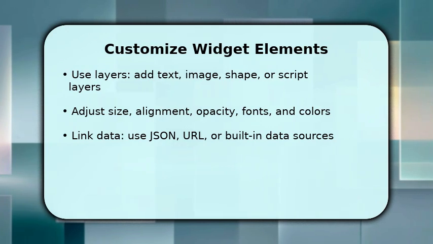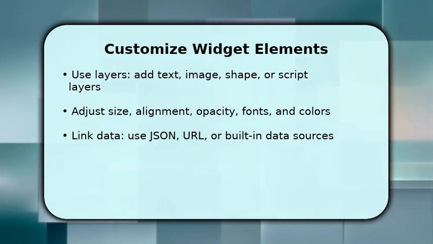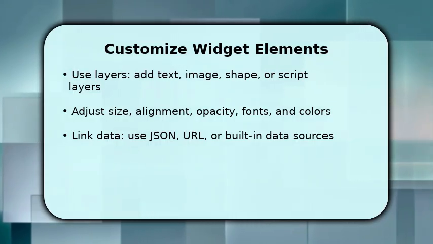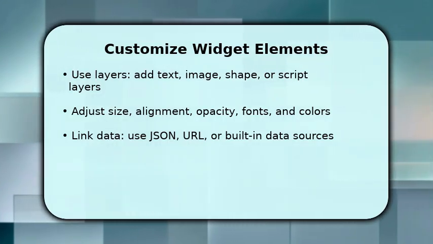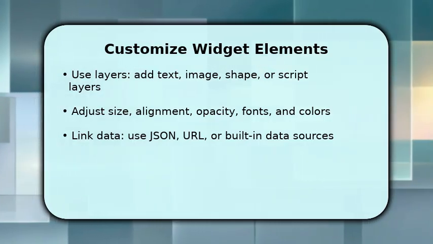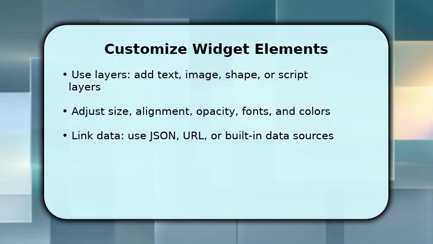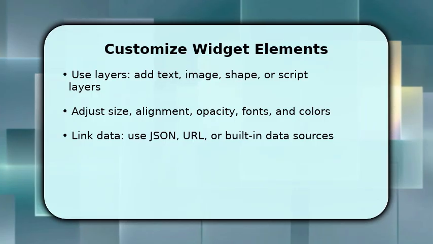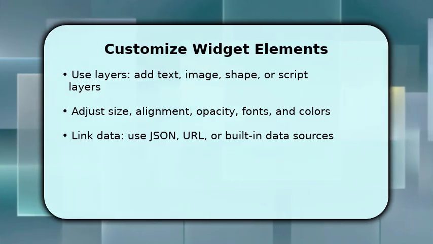Add layers like text, image, shape, or custom script and arrange them in order. Use the inspector to adjust size, alignment, opacity, fonts, and color so the layout reads clearly. For dynamic content, link a data source with JSON or a URL, or pick a built-in source such as weather or calendar. Once layers are configured, preview interactions and refine spacing.